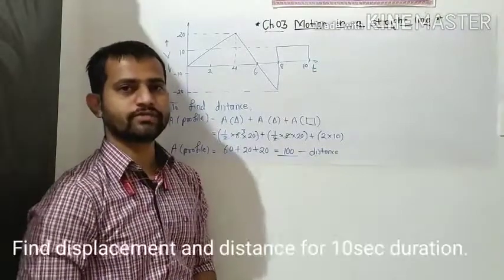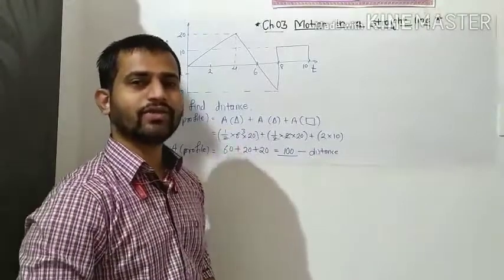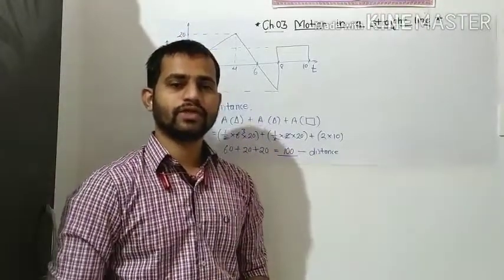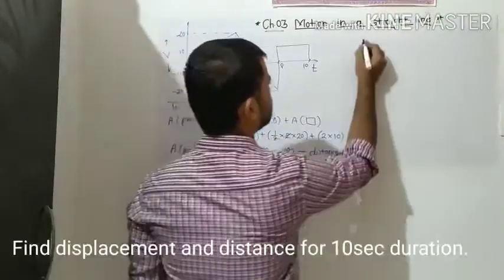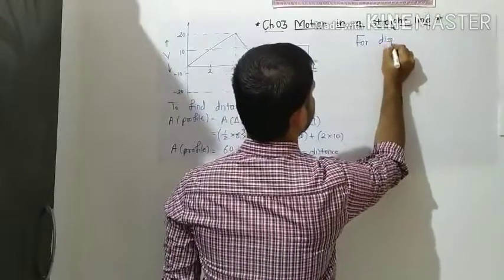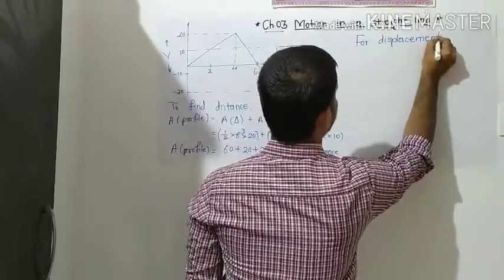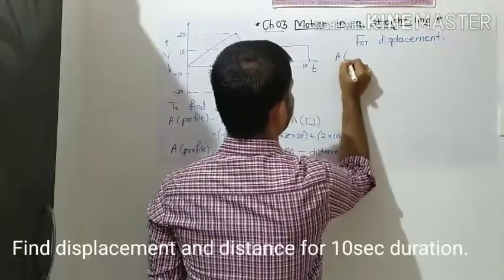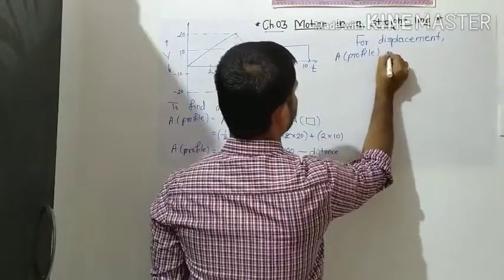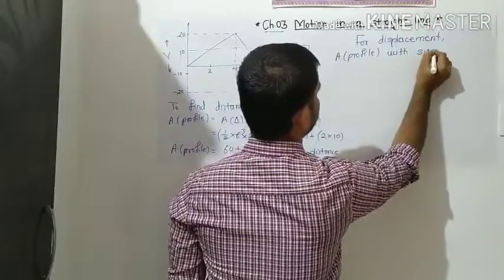Now we have to go for the displacement. Now what is the condition in the displacement? Whenever we calculate the displacement, we have to follow the sign conventions. So for the displacement, the area of the profile, again we have to consider with sign conventions.